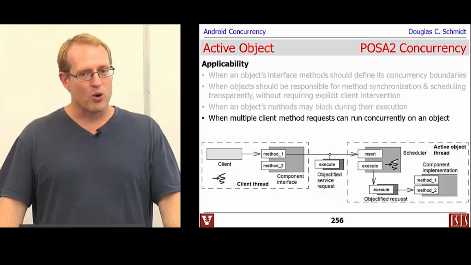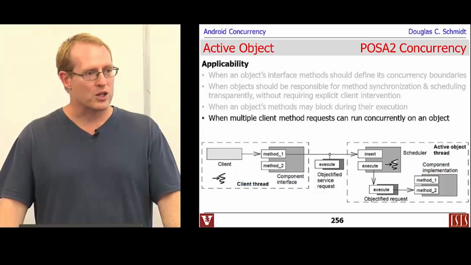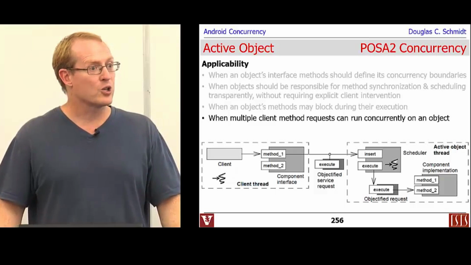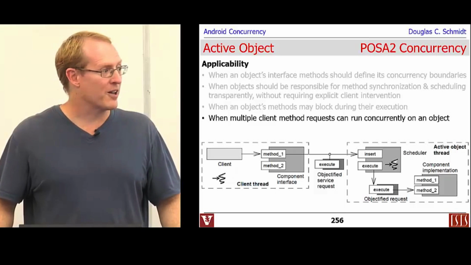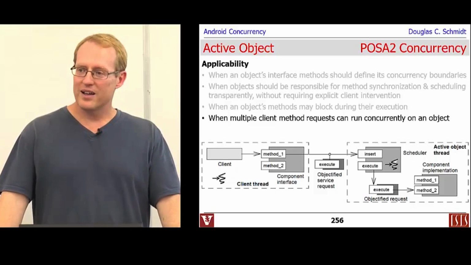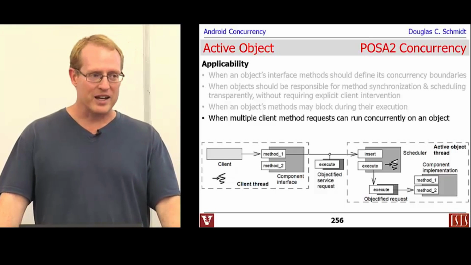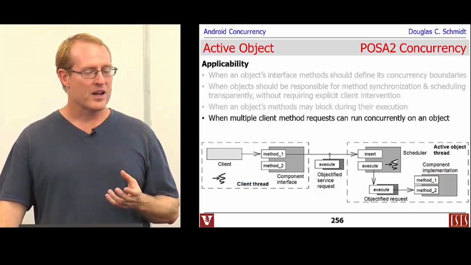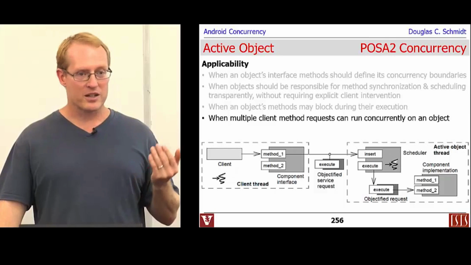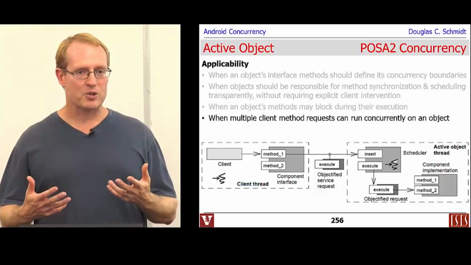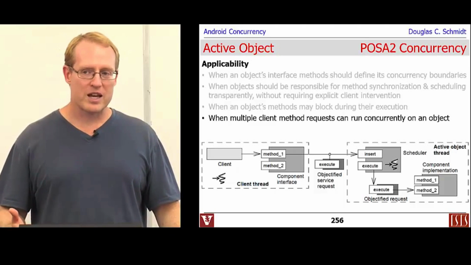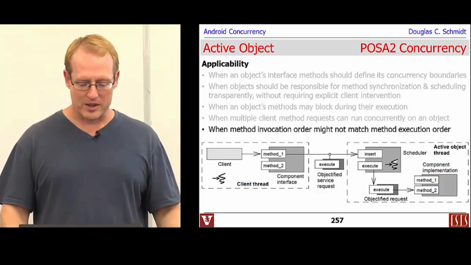Then some other things that are important when you want to be able to have multiple client method requests running concurrently on a single object. Now this is different from the monitor object. The monitor object only lets one method run at a time. It locks out anybody who's not that one method. With active object, however, in some configurations, you can actually have multiple method requests running simultaneously, subject to various synchronization constraints or scheduling constraints. We'll talk more about that.